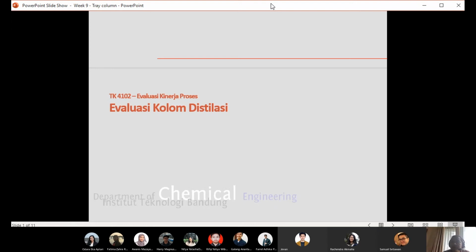Okay, and then after that we will start with how to evaluate the distillation column, for example. Okay, first I would like to start with the presentation, to give you a background, to remind you about something that you have to understand first before we start our case study for today using Aspen HYSYS, because Aspen HYSYS already has a special function or special evaluation method regarding the evaluation of the hydrodynamics of the column.